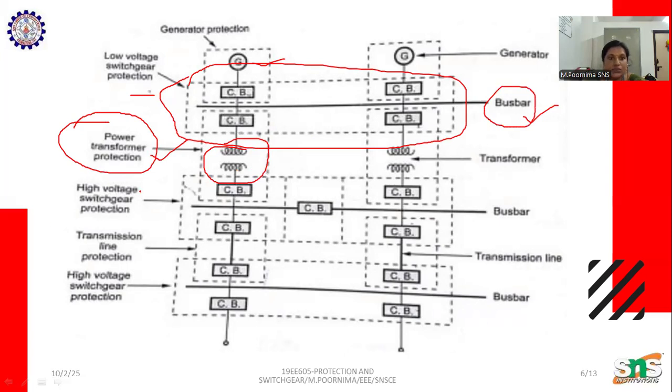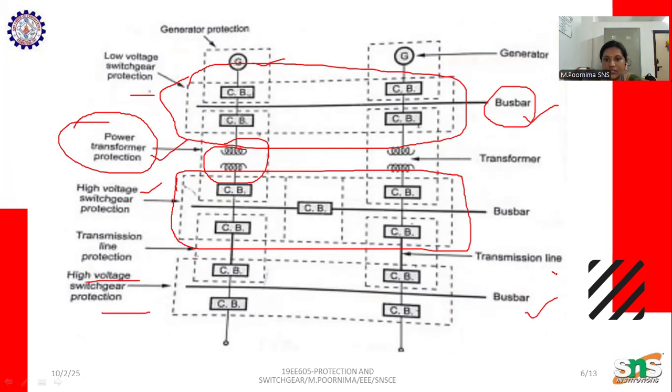The next one is high voltage switchgear protection. In the high voltage switchgear protection zone, we have circuit breakers and transmission line protection. This is the transmission line protection zone and high voltage switchgear protection zone. Here comes the bus bar, the transmission line, the bus bar, transformer, and generator. So these are the protection zones.